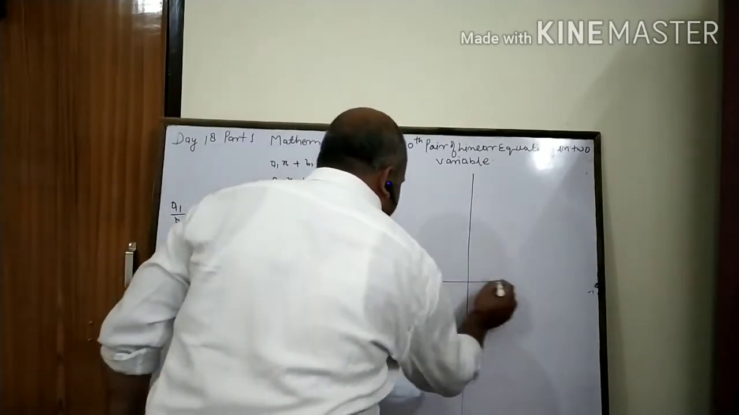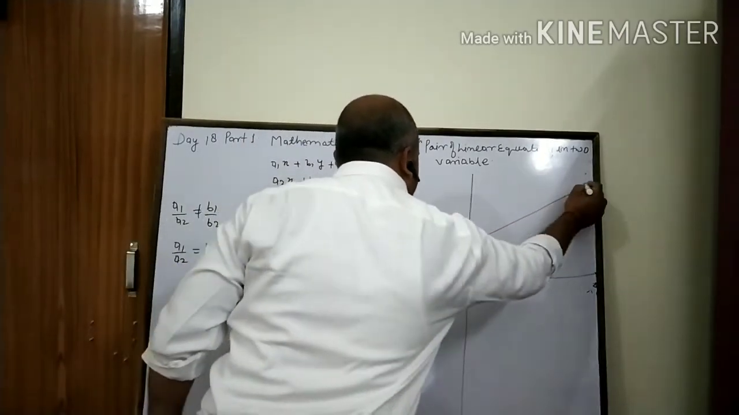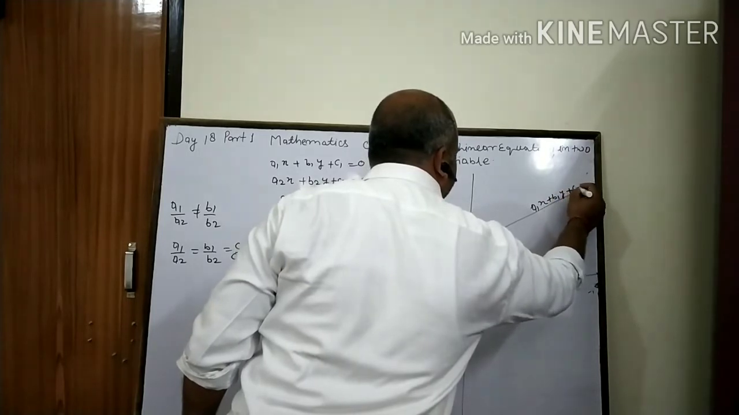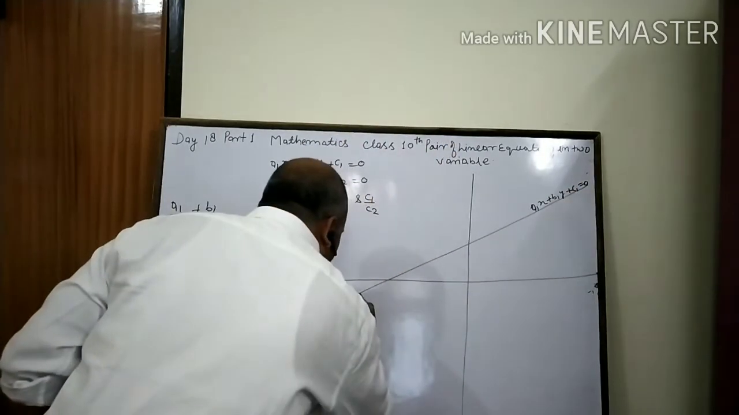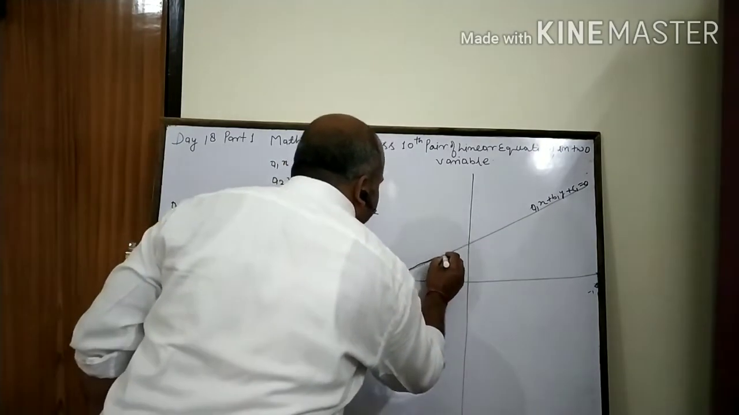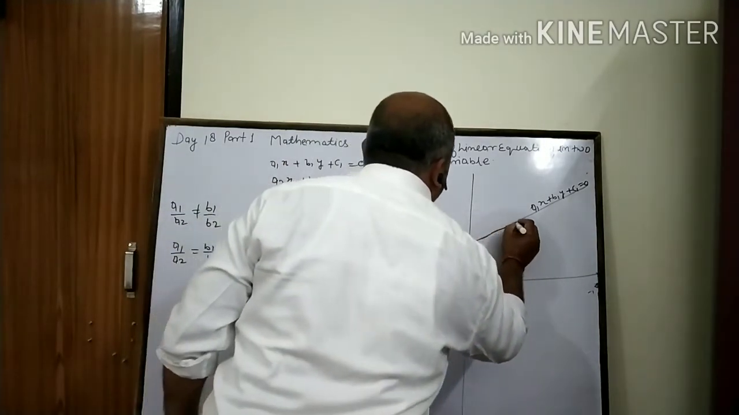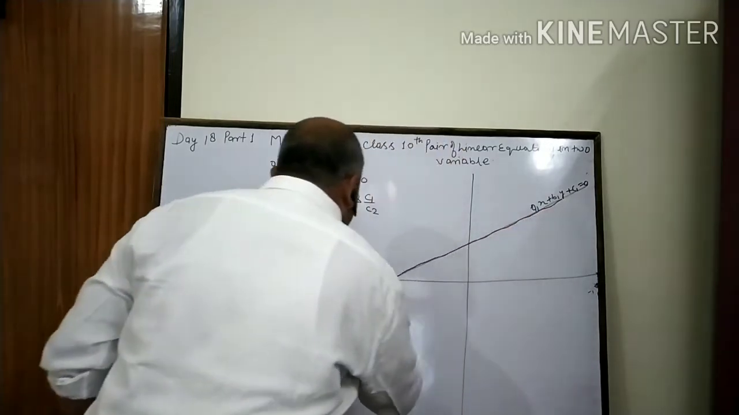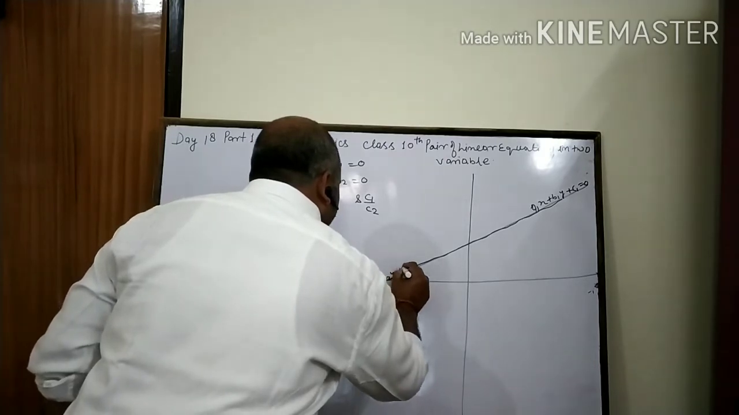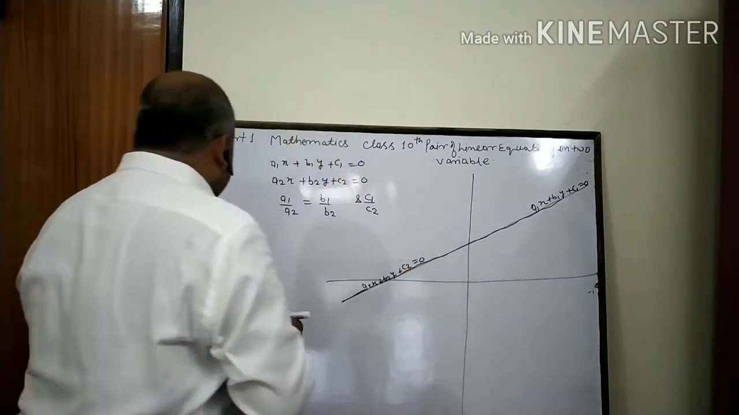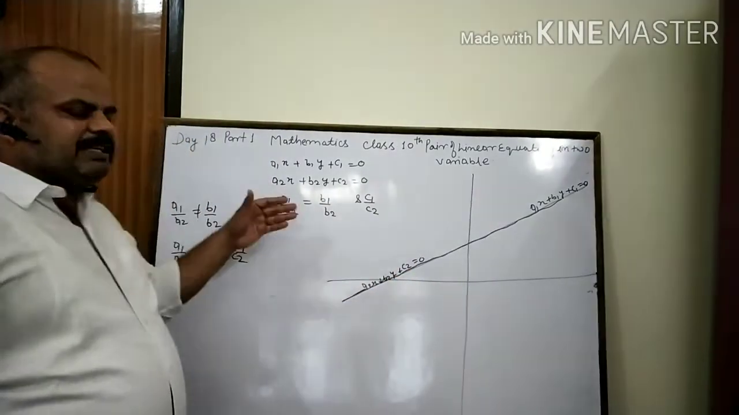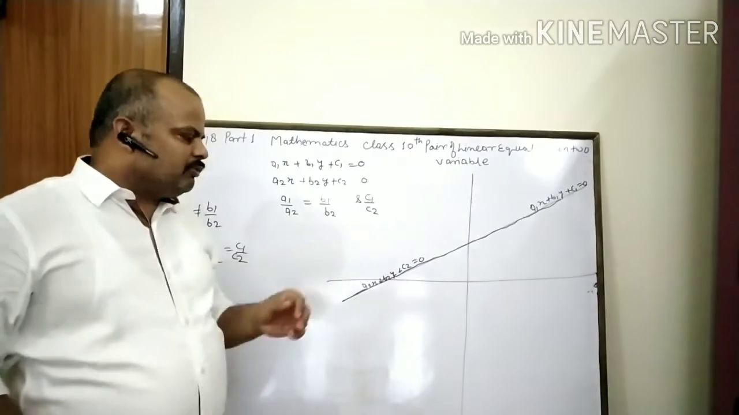looks like this. Suppose it is a1x plus b1y plus c1 is equal to 0, and another line lies on the same points, covering it perfectly, and this is a2x plus b2y plus c2 is equal to 0. That means every value of x for both lines is the same. Clear? It means the lines coincide.